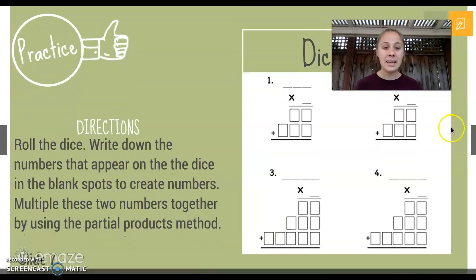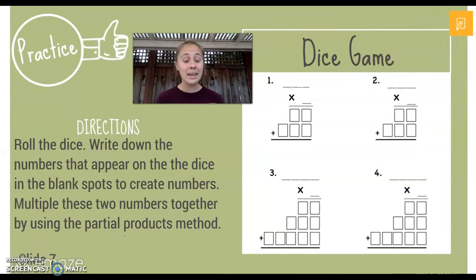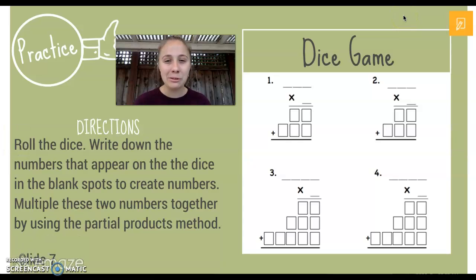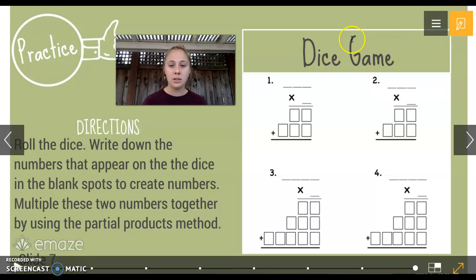So the last thing that I have for you guys is this fun game you can play. The directions are really simple, but I'll read them to you. You roll the dice, so you guys need to have dice for this one. You can even download a dice app if you don't have dice at home, but you have a mobile phone or device like an iPad. So you roll the dice, and then you write down the numbers that appear on the dice. You can use 2 dice, you can use 1, and you want to fill in these spots right here.